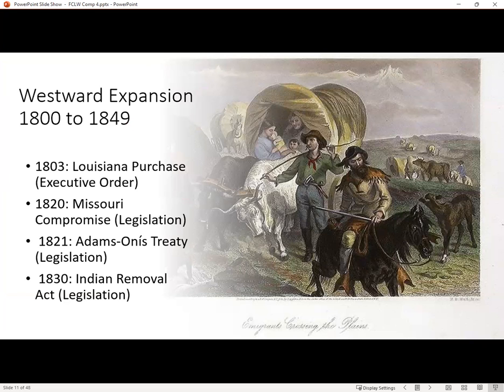In 1803, the Louisiana Purchase, which is an executive order. 1820, the Missouri Compromise. 1821, the Adams-Onis Treaty, which gives us Florida. And 1830 is the Indian Removal Act.